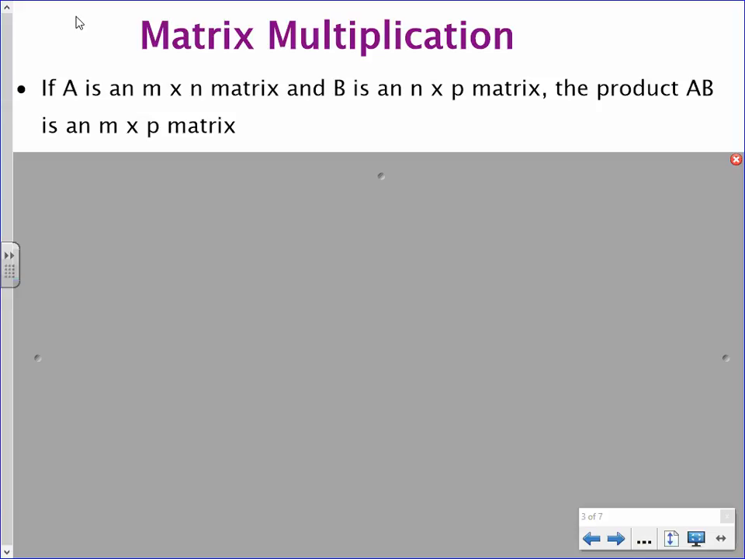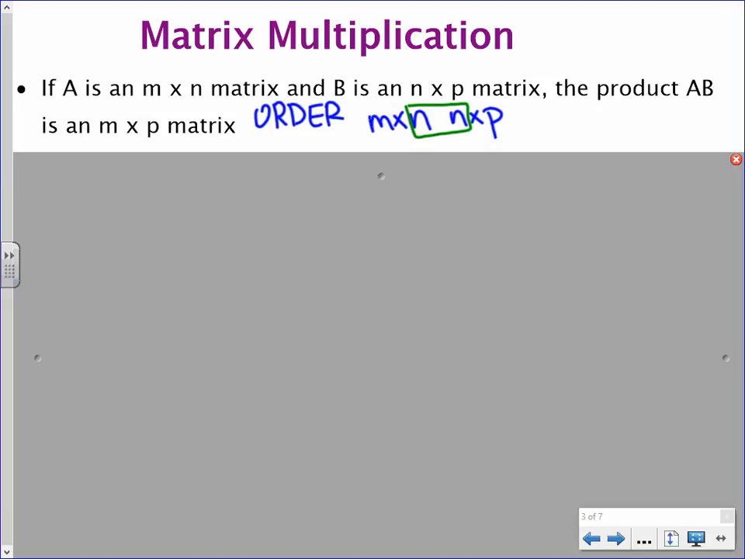Okay, so what does this mean? When we are multiplying two matrices, their order has to follow this rule. So it says A is an M by N matrix, and B is an N by P matrix. So what has to happen is that those have to match. If those don't match, we can't perform the multiplication.